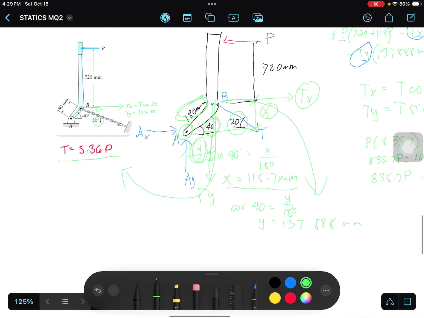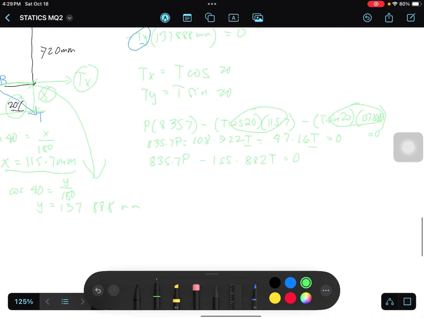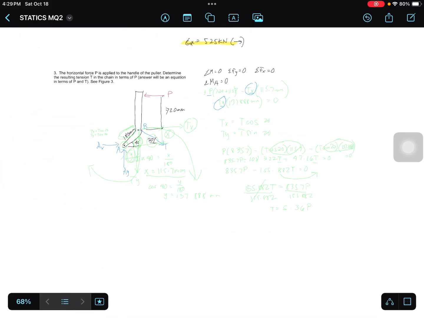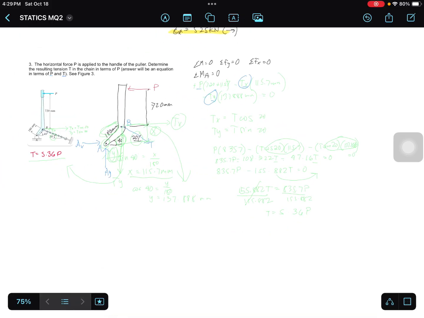Ito yung answer sa book eh. So, isolate natin si t. We should have the same equation. Substitute as the transpose. It is 155.882t equals 835.7. Isolate t. So, divide mo to by 155.882. So, t is equal to 835.7 divided by 155.882. So, it's 5.36p. Is it the same? Ayan. So, the same na.